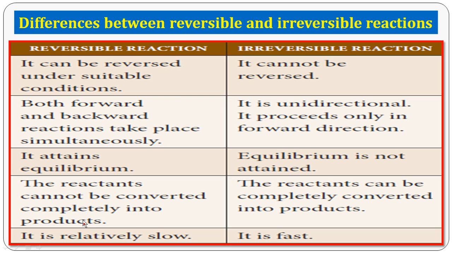In a reversible reaction, the reactant cannot be converted completely into product. For example, PCl5 gives PCl3 and Cl2, which again combine to form the reactant. In an irreversible reaction, the reactant can be completely converted into products. Coal combines with oxygen to form carbon dioxide and produces heat. The last point: a reversible reaction is relatively slow, while irreversible reactions are very fast reactions.